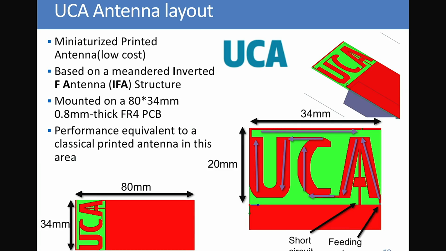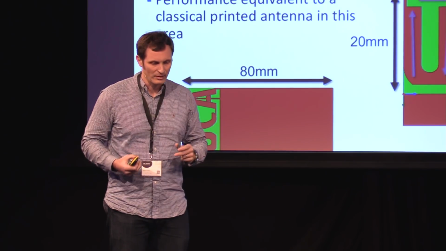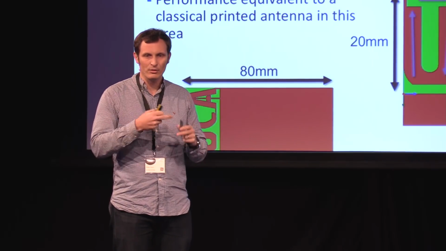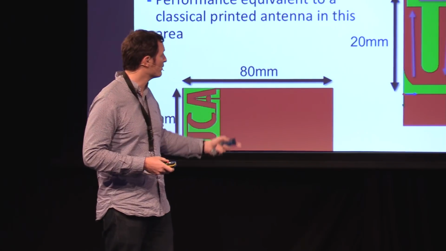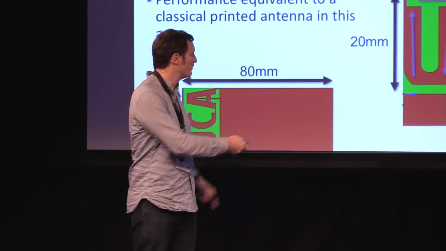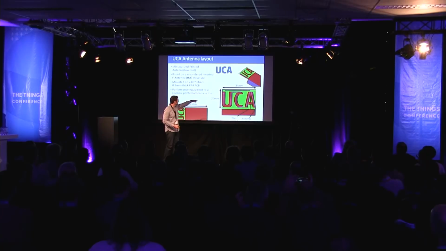To make this design, I used the logo of my university. This is why you can see here the PCB. The antenna is really the logo, the UCA letters. In fact, I connected the letters smartly. You can see the feeding is here, and you have a sort of meander. And you have a top line, and when you change the length of this top line, you can also tune the resonance frequency of this antenna. So basically, it's an inverted F antenna.